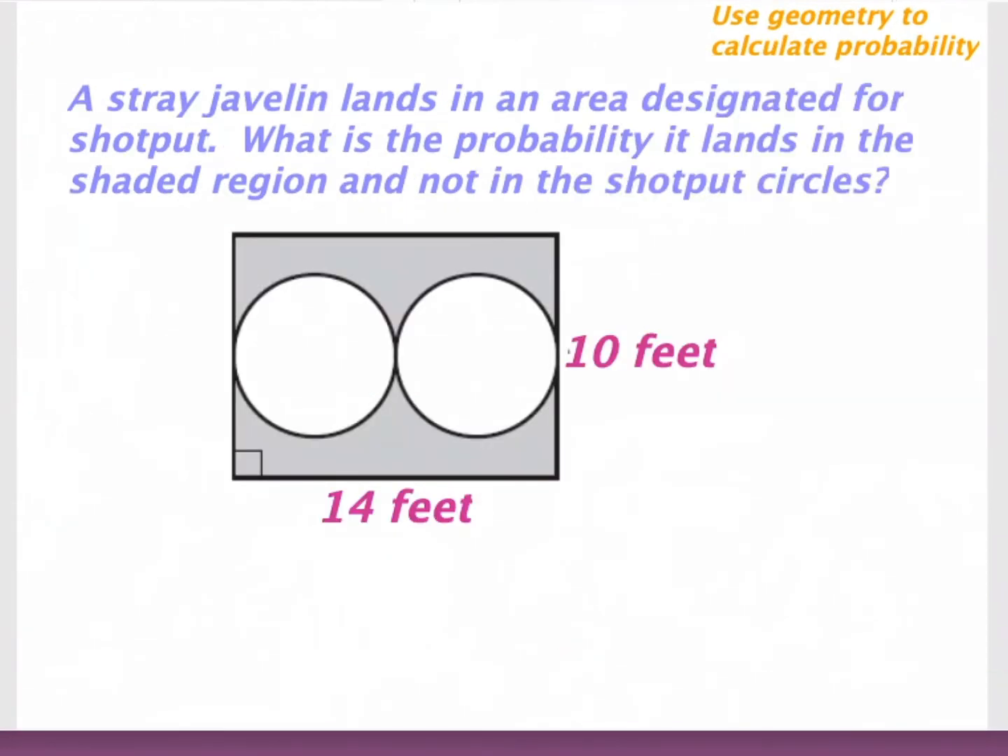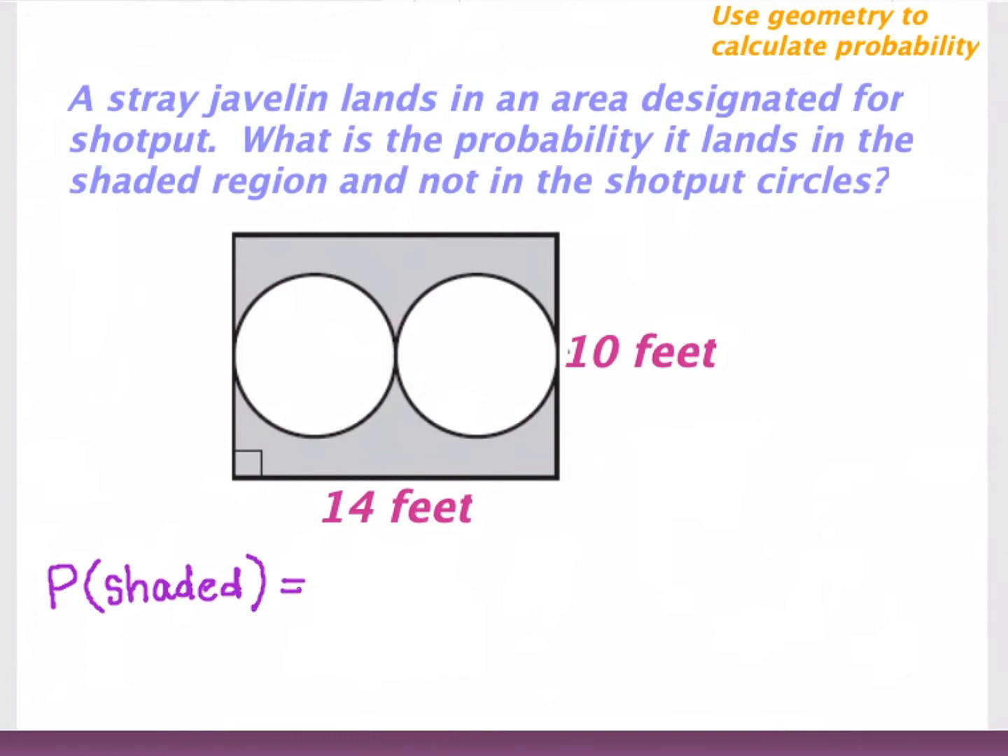We're going a little two-dimensional on this one. A stray javelin lands in an area designated for the shot put. What is the probability it lands in the shaded region and not in the shot put circles? I hope it doesn't land in the circles. That's where the people are shot putting from. So I'm going to write this one as the probability that that javelin lands in the shaded area.